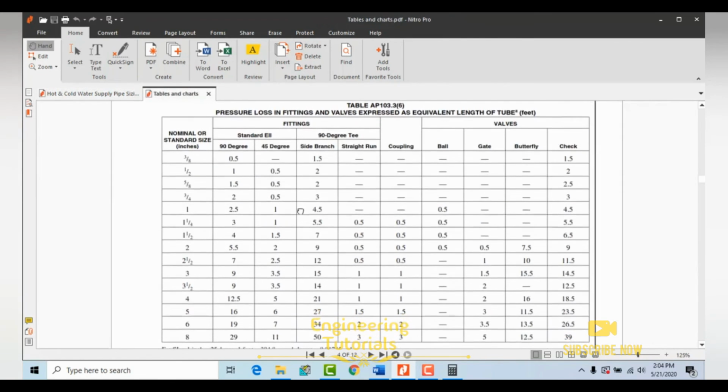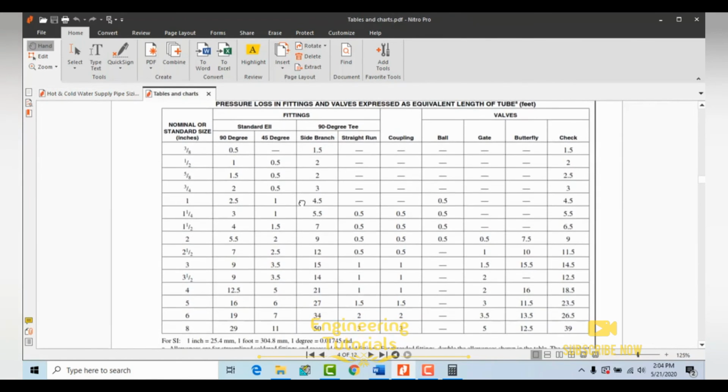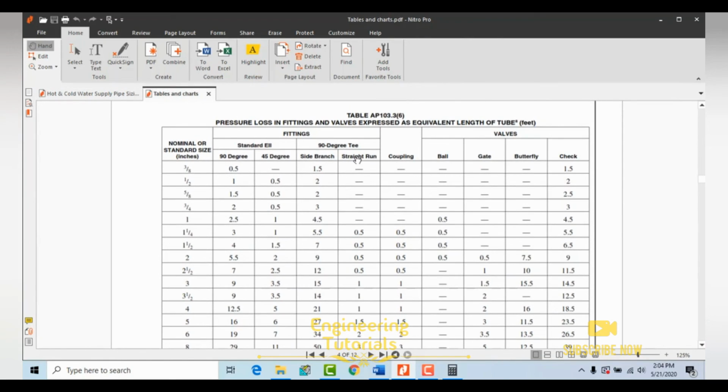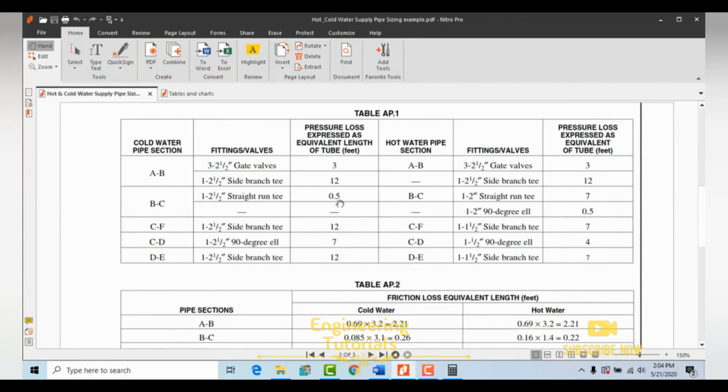Move back to our chart. This is our straight run T, 2.5 inches. Straight run T equivalent length is 0.5. You can see over here 0.5, so 0.5 over here.